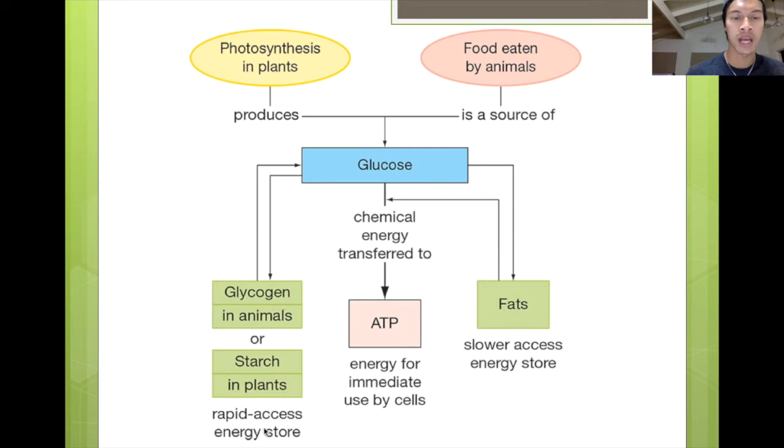If the glucose is unused for a period of time, it will get converted into glycogen in animals or starch in plants, which forms a short-term energy store, which then gets broken back down into glucose when it's needed. For long-term storage, it gets converted into fats, which are stored and then broken back down again when needed. So you can see that your body has a system to store the energy that it obtains from the food that you eat, whether short-term or long-term.